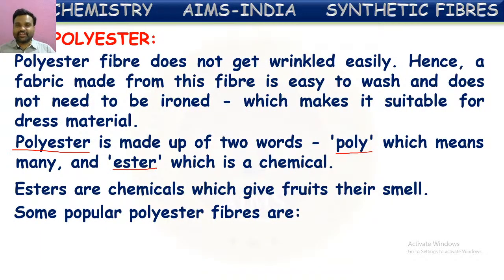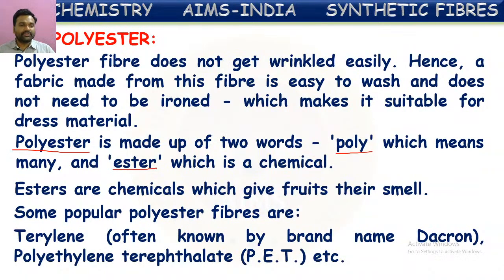Some popular polyesters. Polyesters are of different kinds, again based upon the ester molecules present in them. A few of them are shown here. Terylene is one of the polyesters, and polyethylene terephthalate we call PET. This name PET we often observe in our regular daily life also. Bottles used for food preservation, drinking water bottles and soft drink bottles are made from this polyester.